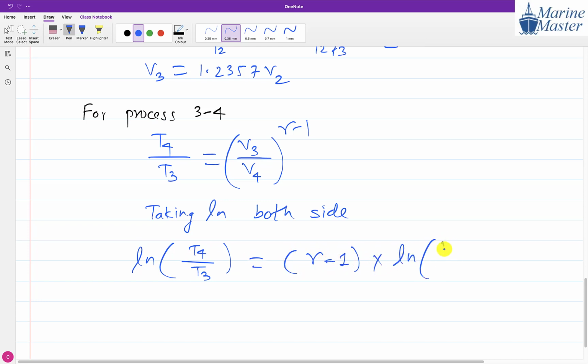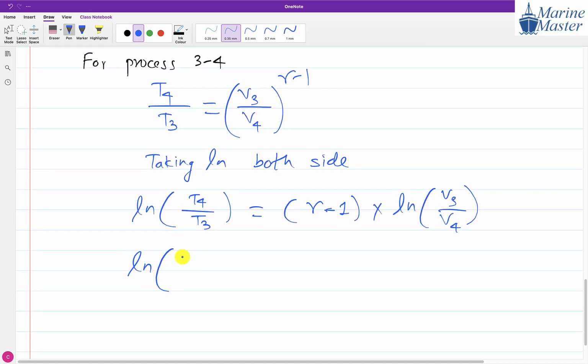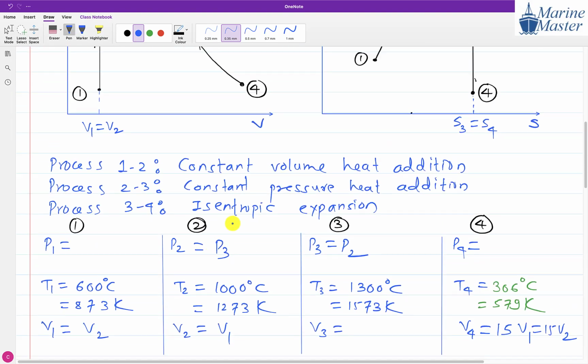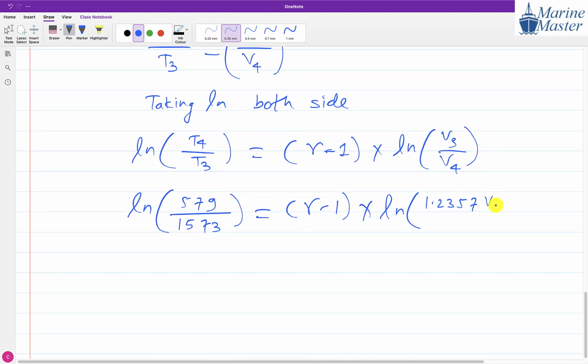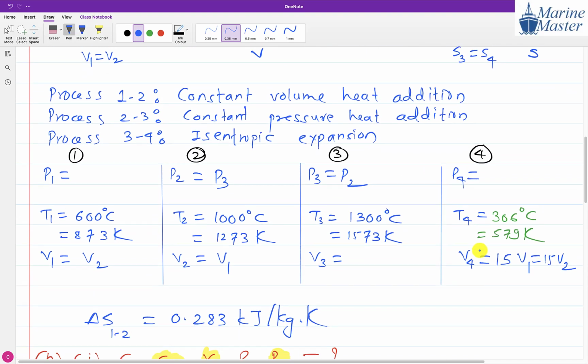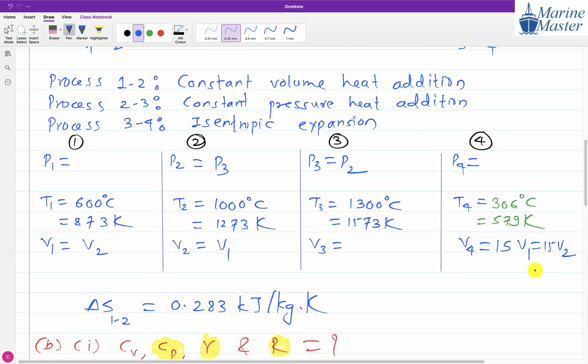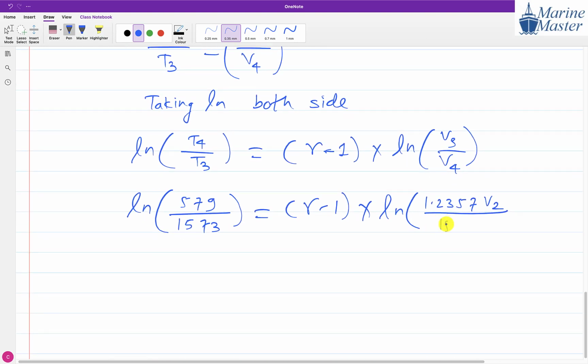into ln of V3 by V4. So ln of T4, how much do we have for T4? T4 we have 579. T3 we have 1573. Gamma minus 1 into ln of V3, which we calculated in terms of V2, 1.2357 V2. V4 is how much they have given us in terms of V2? 15 times V2. We can cancel this V2 and V2.